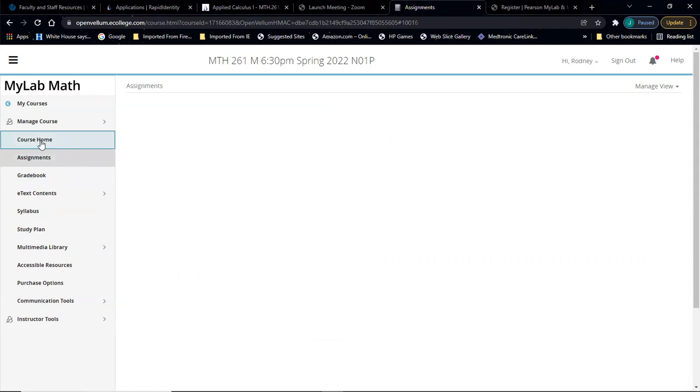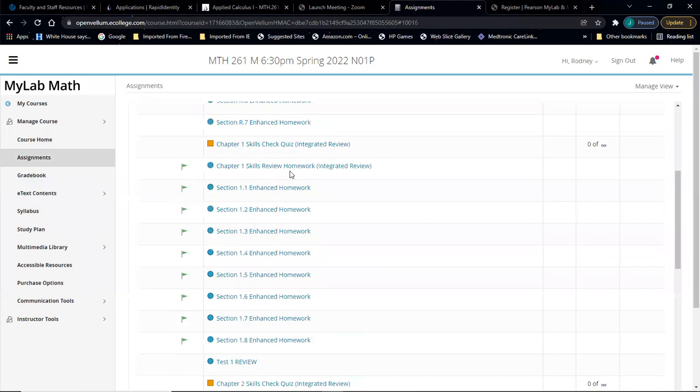So assignments. This is an odd beast of a class in that they have integrated reviews, skills check quizzes before you actually have access to the chapters and homeworks. These are not graded, but what they do is, if you're really, really good at stuff that's going to be in that chapter already, it'll trim the fat on some of the problems. So maybe there's 15 homework problems normally in 1.1, but if you did really well on the skills check, maybe it cuts out 4 or 5 of those problems and it means less work for you. So these little green flags mean you don't have access to that stuff yet because you have to do the skills check quiz.